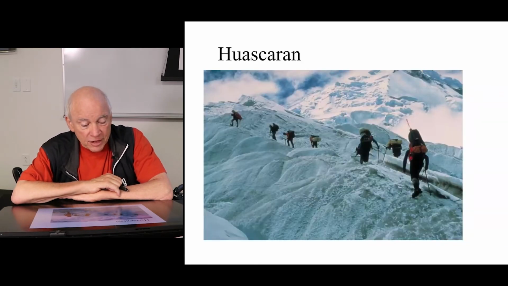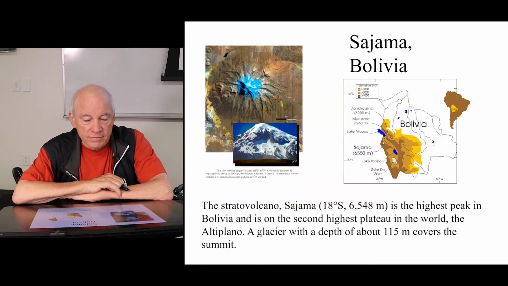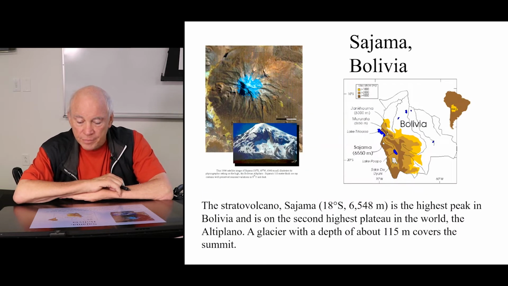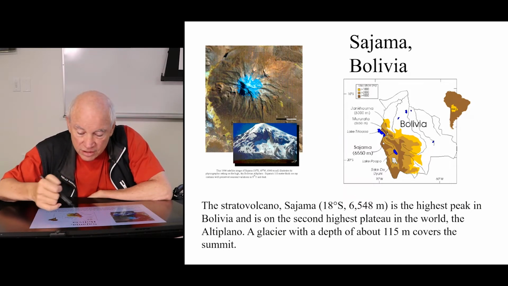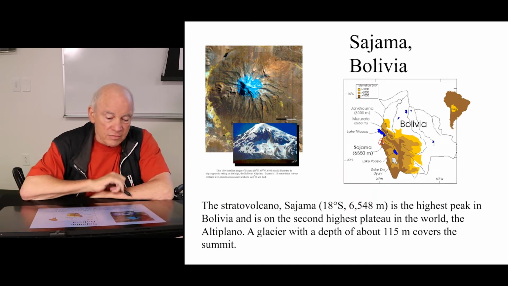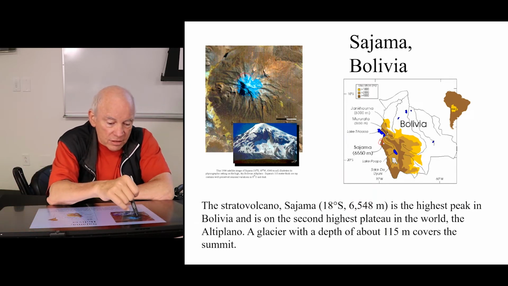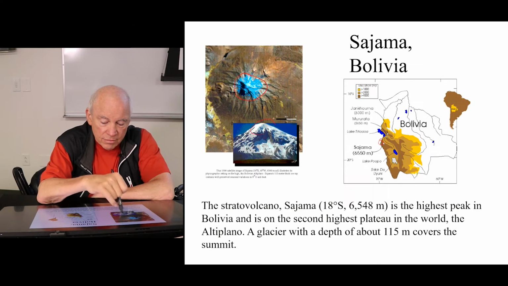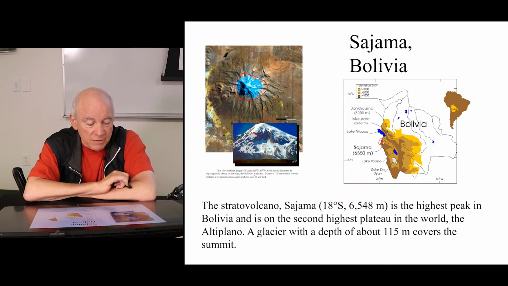So let's climb up the glacier and take our gear and do some ice coring. Now another one is Sajama in Bolivia. So Sajama is very close to Peru. Nice volcano, nice summit glacier here. It's the highest peak in Bolivia, and there's a glacier that's about 115 meters deep on top of the summit.